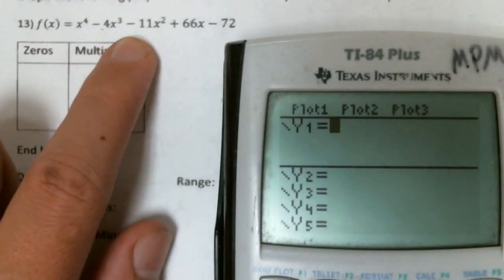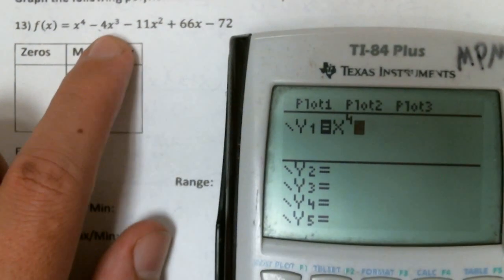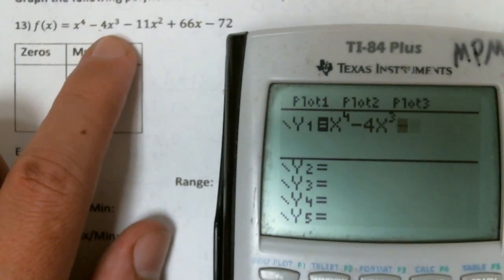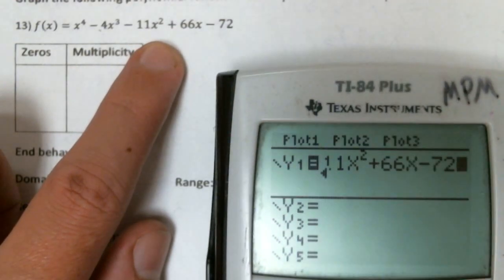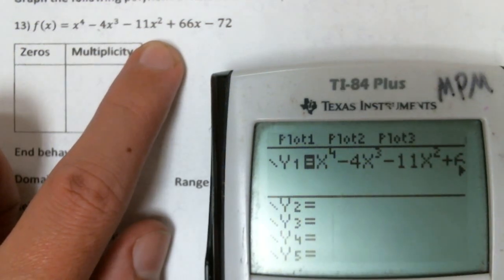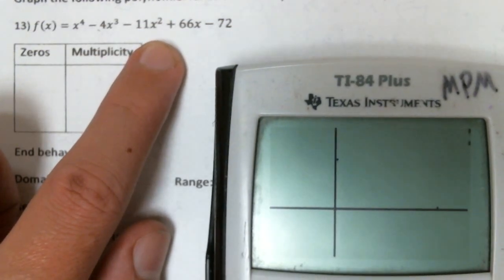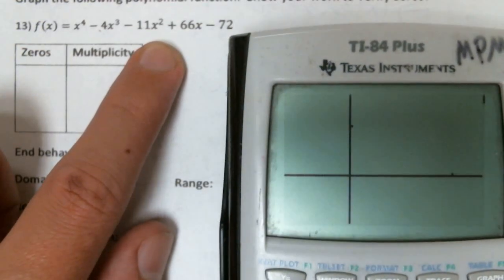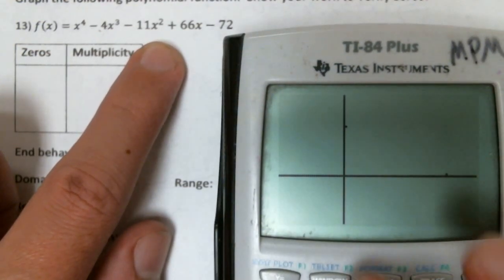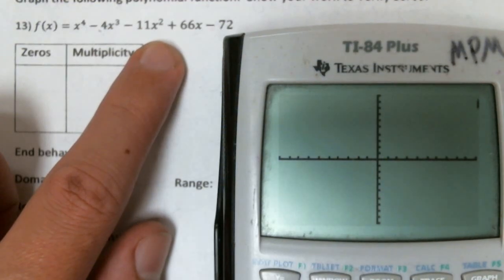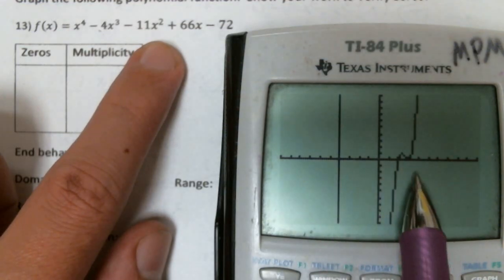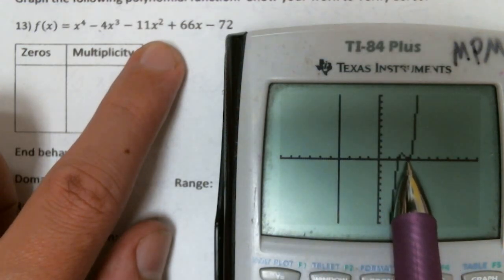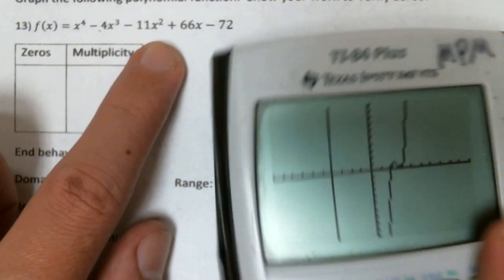So let's graph this. X raised to the 4th minus 4x raised to the 3rd minus 11x squared plus 66x minus 72. Okay, I'm going to type that in right. Yes, I did. Let's graph that. I need to get back to my standard window. Zoom 6. And let's see where it looks like it crosses. That looks like -4. That looks like 2. Maybe a 3 right there. So let's start with -4.